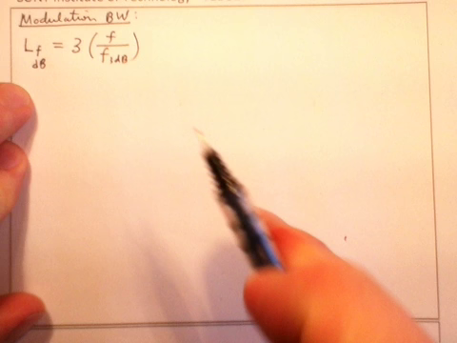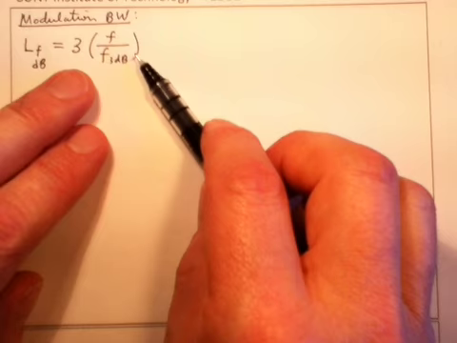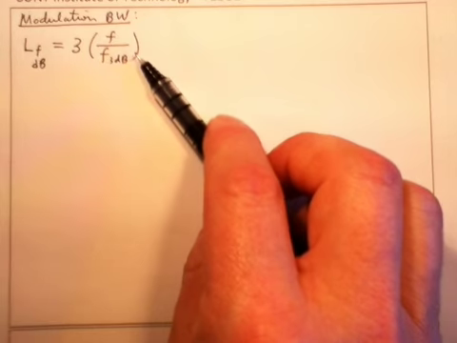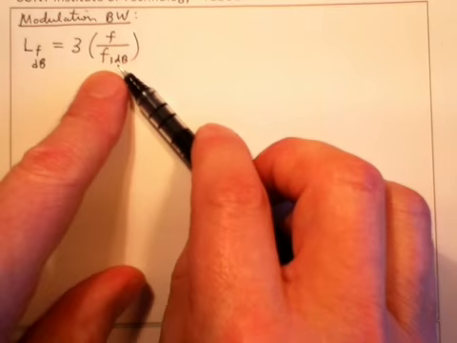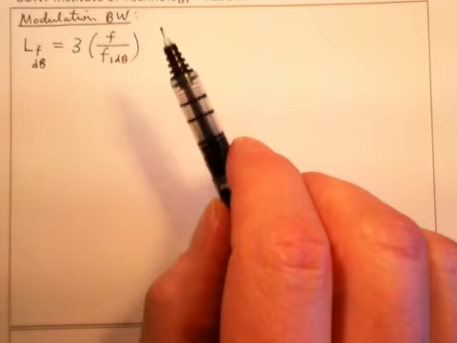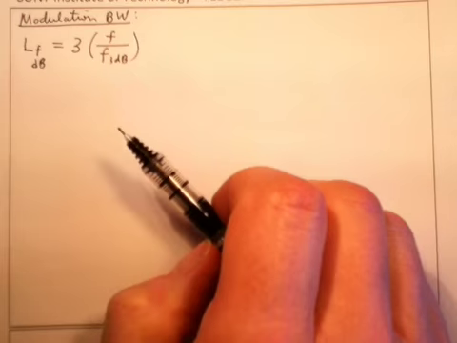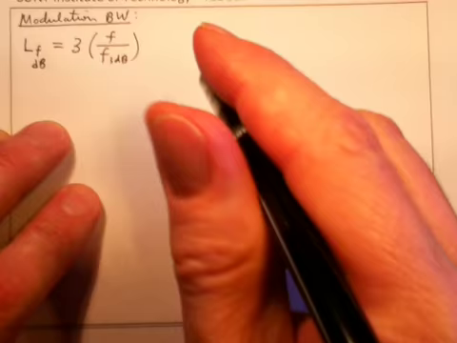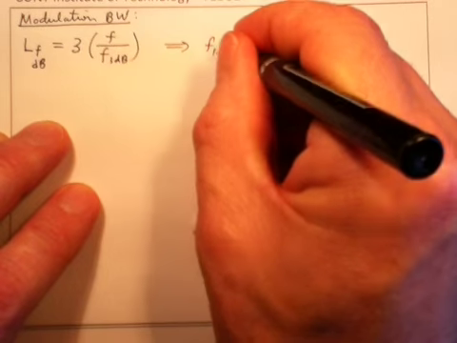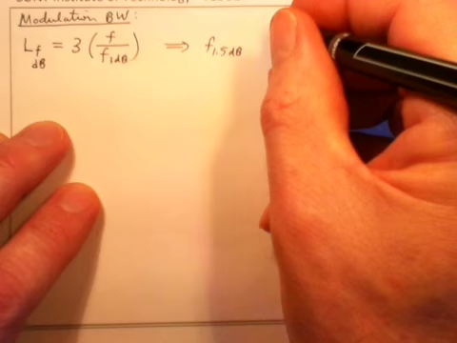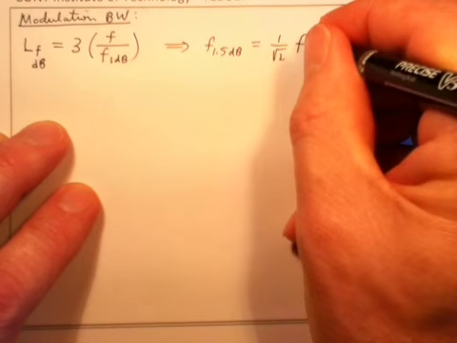This applies to both optical and electrical 3 dB bandwidths. Okay, so I won't label that one. And this allows us to derive things such as F 1.5 dB is equal to 1 over the square root of 2 F 3 dB.